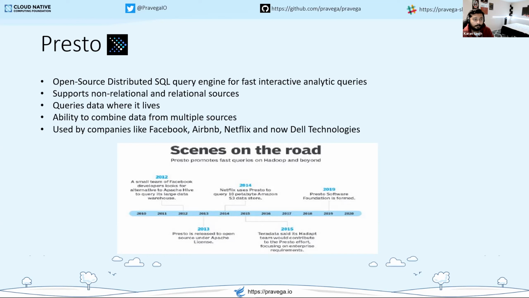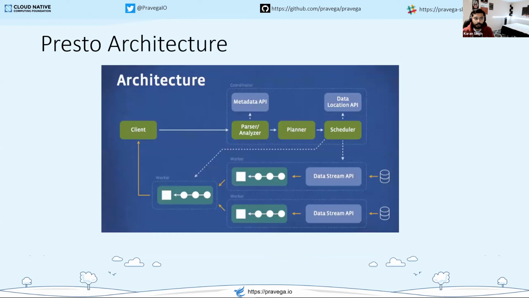Presto has become pretty famous over the years. It has gotten attention from companies like Facebook, Airbnb, Netflix, and now even we at Dell Technologies use it. Presto started in the year 2012 at Facebook, and then it was officially released as open source in the year 2013. This is a little bit about the scenes on the road of Presto, and moving on to the architecture of Presto.